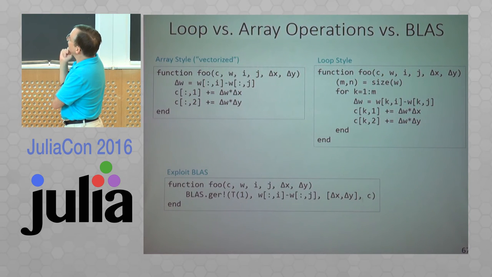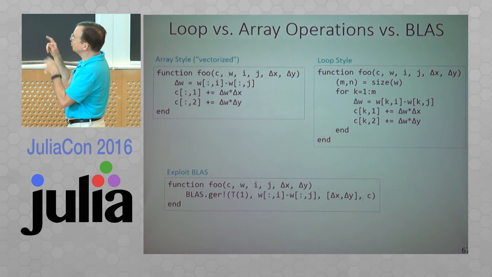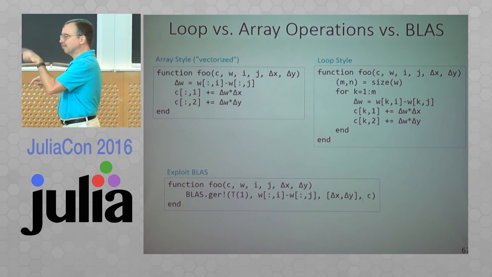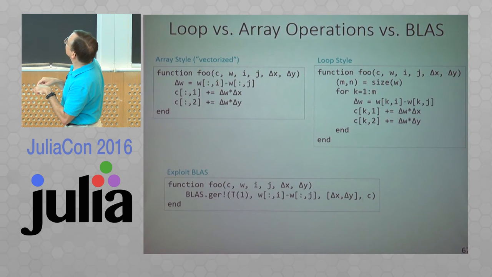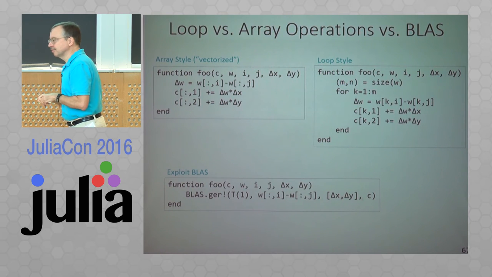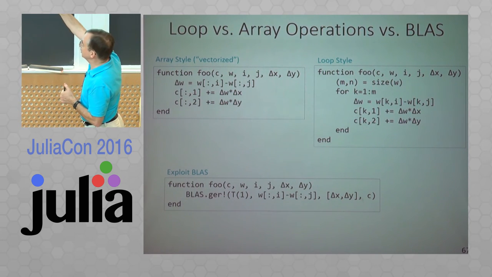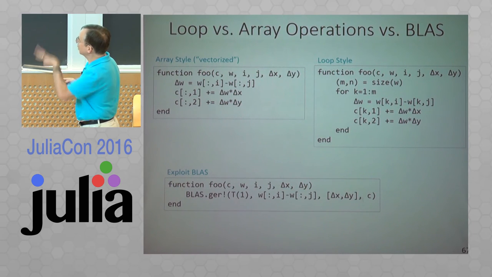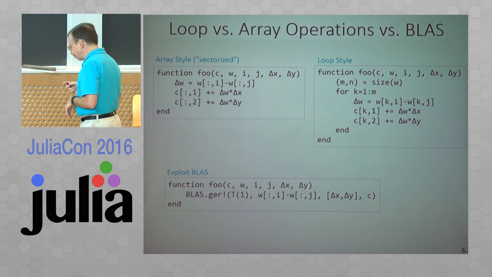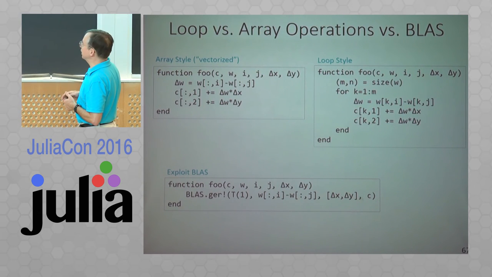Yes. Pre-allocate. You can pre-allocate delta W and pass it into the caller. And there, I write delta W, open bracket, colon, comma, colon. Or what's the rank of it? Sorry, it's rank 1. So it'd be delta W, open bracket, colon, close bracket, and that does a destructive update. Just like I'm updating C, the two columns of C, I'm destructively updating them in place. So yes, that's a way to avoid the allocation.